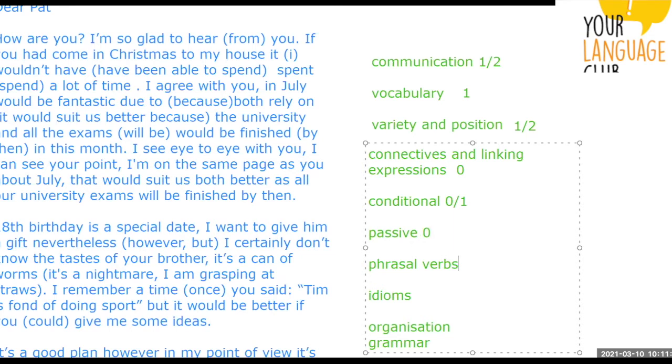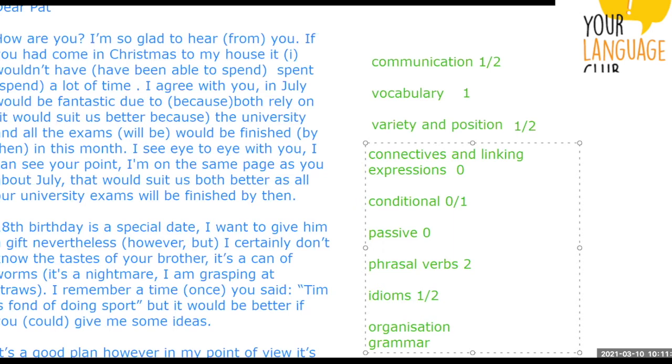And then phrasal verbs. Yes, she used "look for". And "fond of" is also a phrasal verb. Yeah, I think so. So let's give her a 2 for that. And then idioms. I'm going to give her 1 out of 2 for that, I think, because she tried. And organization then.